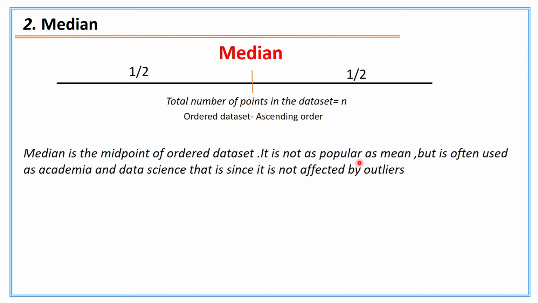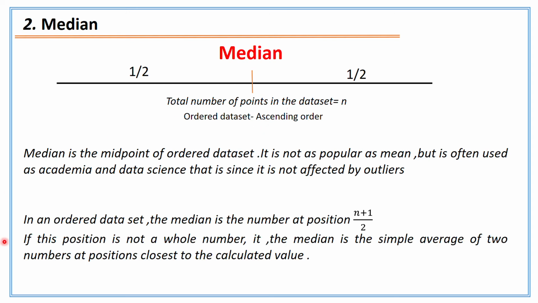Because it is not affected by outliers, we use it at times when we know that there are outliers in our data. When we know there are outliers in the data, then instead of calculating mean, we will calculate median. So in an ordered data set, the median is the number at position n plus 1 by 2. The position at which the median lies is n plus 1 by 2.